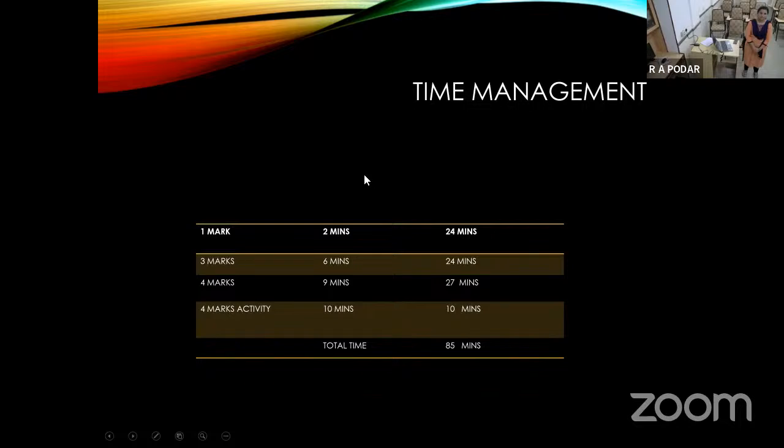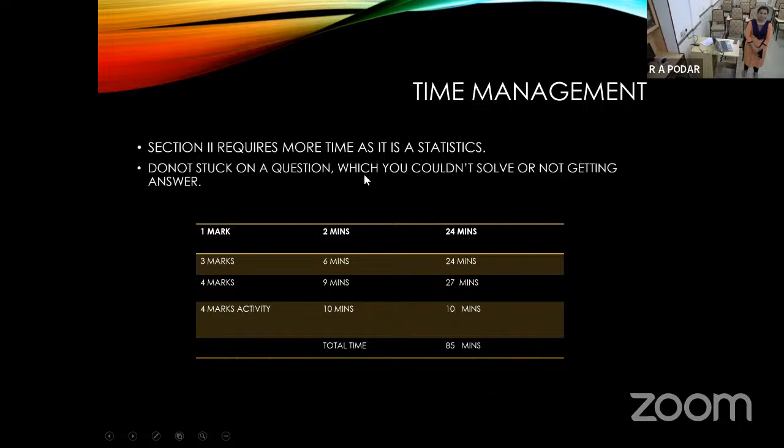So what we have to do, just maintain a formula book so you can refer to it anytime and rectify your mistakes. Okay. So the next point, we have time management. Everyone knows section 2 is statistics. We have so many calculations in it, right? Calculation consumes so much time. So I have given time management over here.